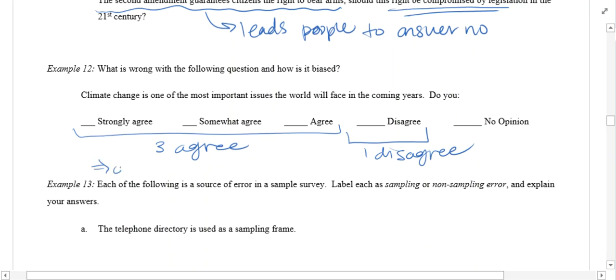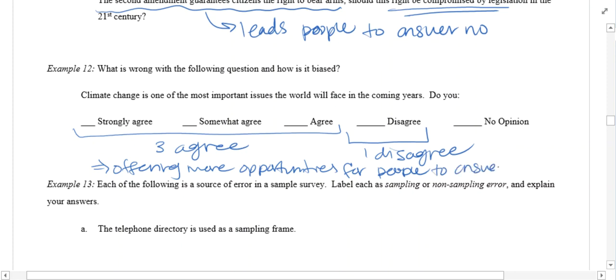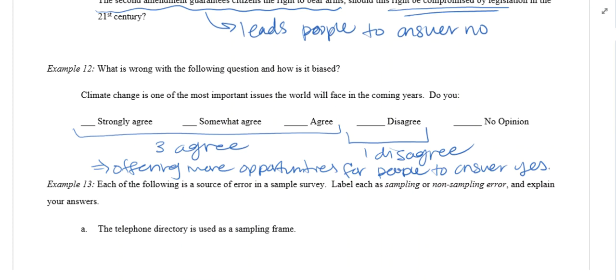So you're offering more opportunities for people to answer yes. So in some way, you're leading people to answer yes, because there's definitely way more options: you could agree, somewhat agree, strongly agree, and disagree. You just have to disagree with it. You can't just sort of disagree with it. So the results will definitely be slanted towards somehow agreeing to this question.